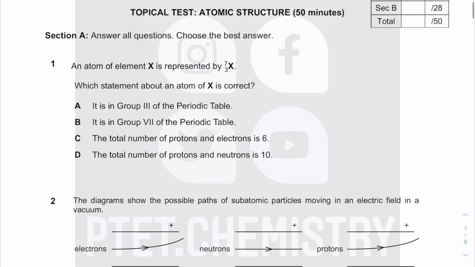So let's get started with this first question. These are multiple choice questions. An atom of element X is represented in this format. You have the proton number at the bottom and the nucleon number on top. Even though your periodic table showed them the other way around, this is the way we always represent an atom, or rather an isotope of an atom. The number at the bottom is the proton number, and the number on top is the nucleon number, also known as mass number.